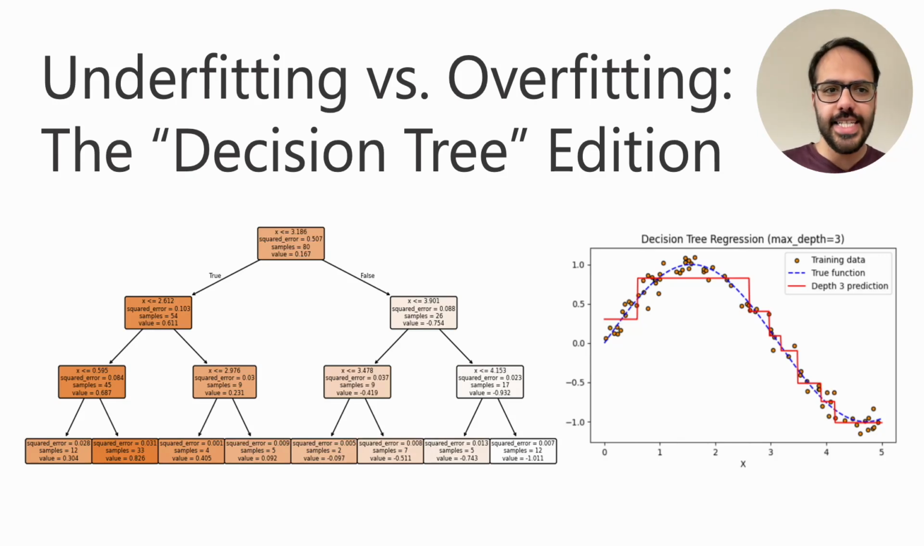Hello everyone, in this video we discuss underfitting and overfitting for decision trees. This is very important because a lot of textbooks and online resources talk about polynomial regression models to discuss underfitting and overfitting. However, our goal in this video is to first introduce decision trees, which are extremely important for machine learning and data science, and then discuss the ideas behind underfitting and overfitting in the context of decision trees.